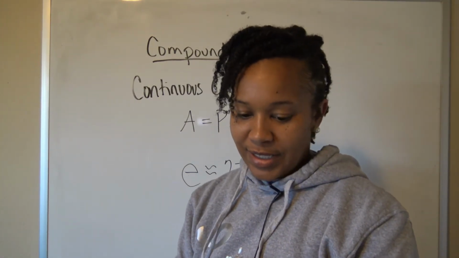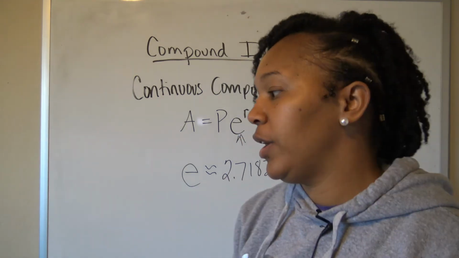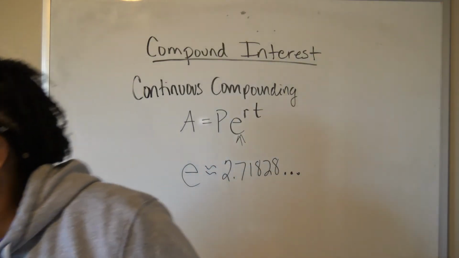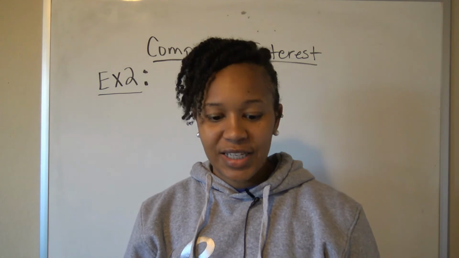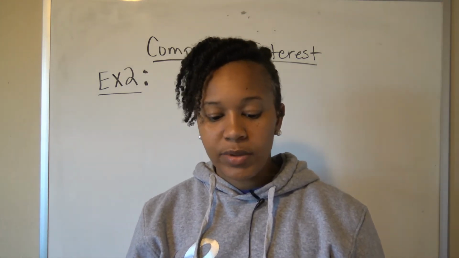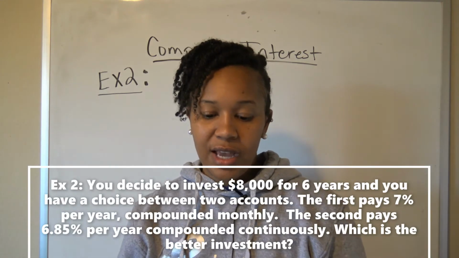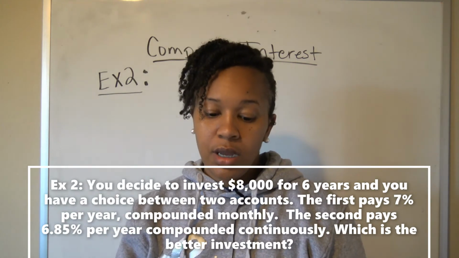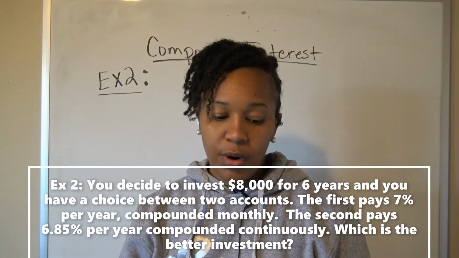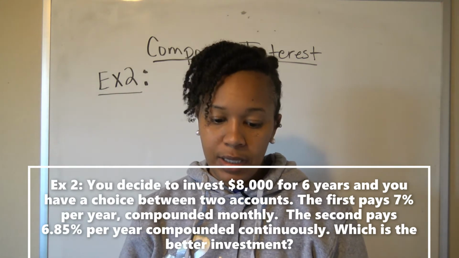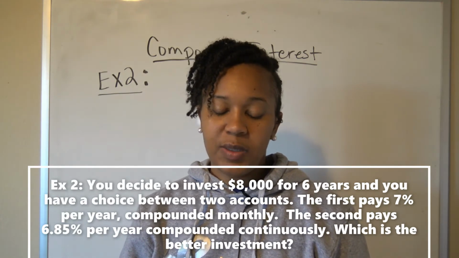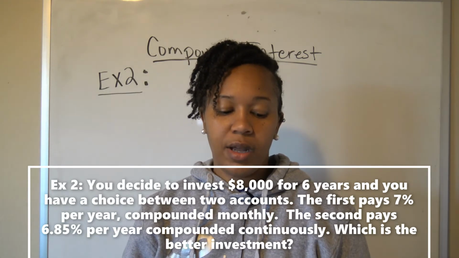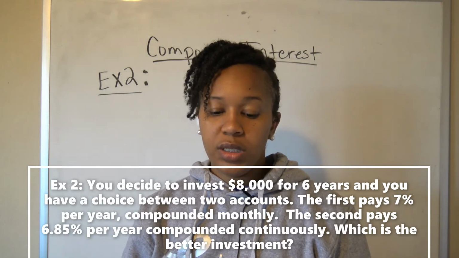So let's look at an example. The key word is continuous compounding. Let's see how this continuous compounding plays out. Example 2: you decide to invest $8,000 for 6 years, and you have a choice between 2 different accounts. The first pays 7% per year compounded monthly, and the second pays 6.85% per year compounded continuously. Which is the better investment?